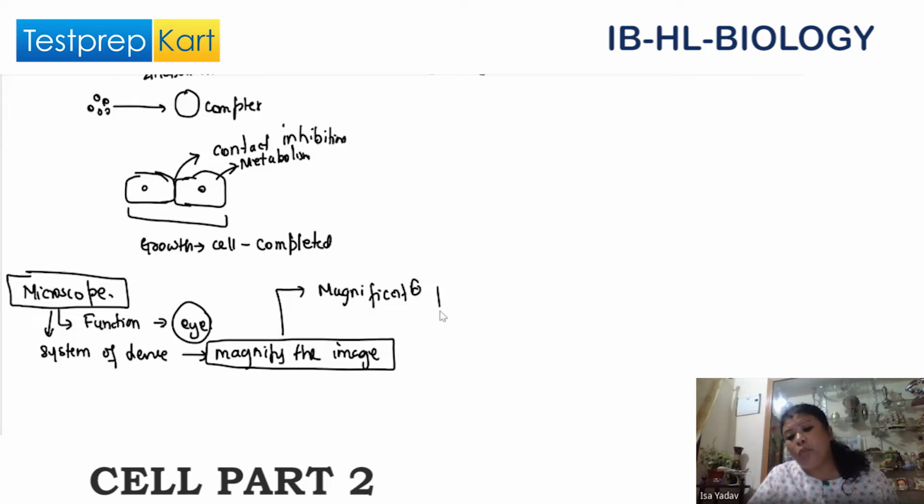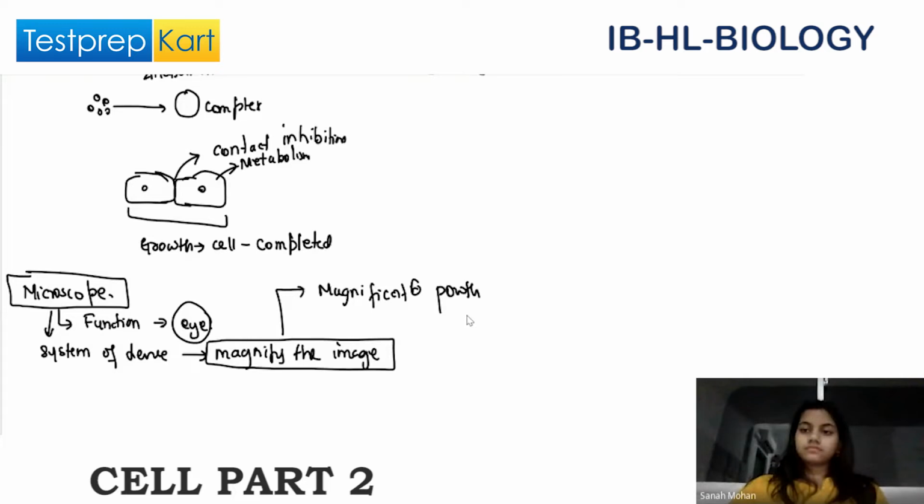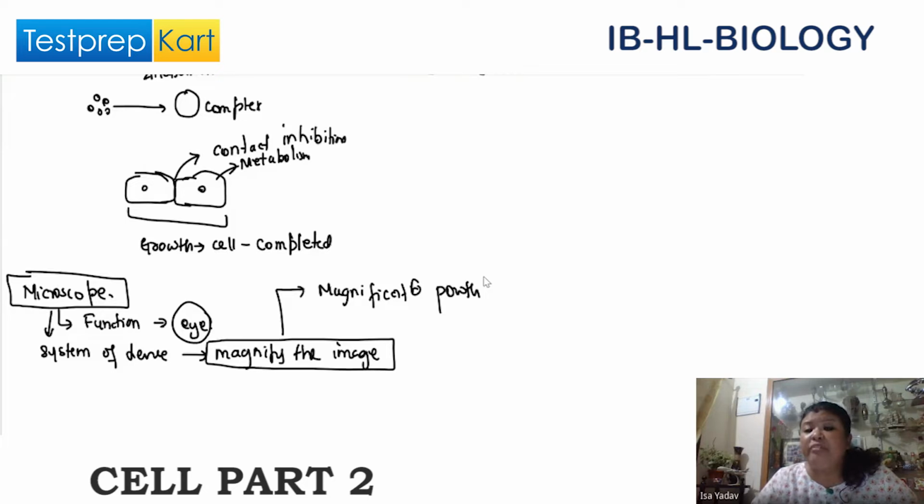Magnification power means how much bigger the microscope can show that small object. For that we use many types of lenses. We use the 45x objective, the 10x objective, and we also use the oil immersion 100x objective in a compound microscope. The most advanced will be the scanning electron microscope. So various microscopes help us to see the various structures in a better manner.